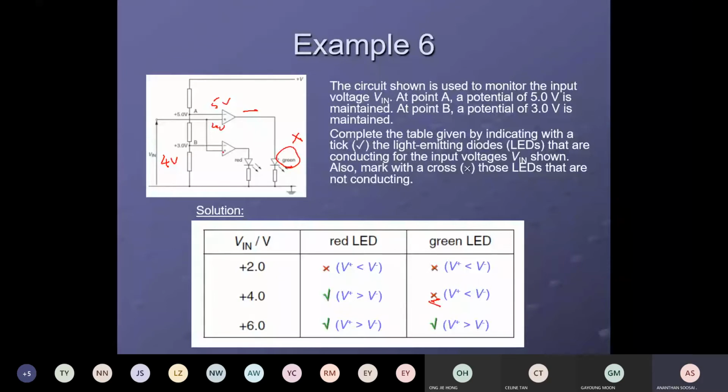For the lower op-amp, 4 volt here also, but the other is 5 volt. Positive or negative, which is greater? Oh, this is 3 volt, not 5 volt. Negative is 3 volt, positive 4 volt. So positive is greater, so the output will be positive. Current will flow down, through the red. So red will start to light up. When you give 6 volt, both will light up.